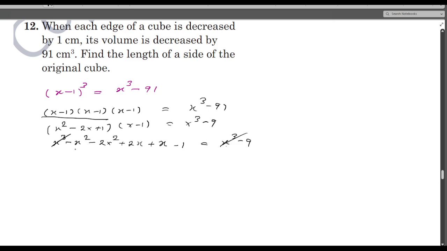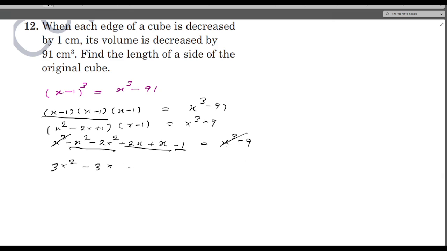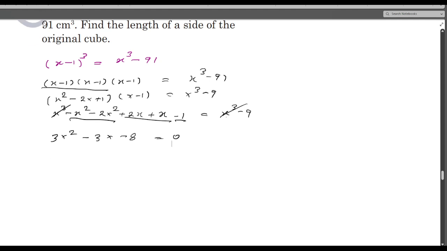We have minus 3x square. So move it on the right side. It becomes 3x square. We have plus 3x. Move it on the right side. So it becomes minus 3x. Minus 1 on the left, move it on the right. It becomes plus 1 and plus 9. So plus 1 plus 1 minus 9 is minus 8 equals 0. Okay.